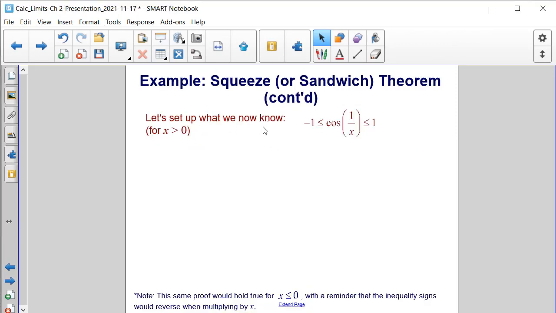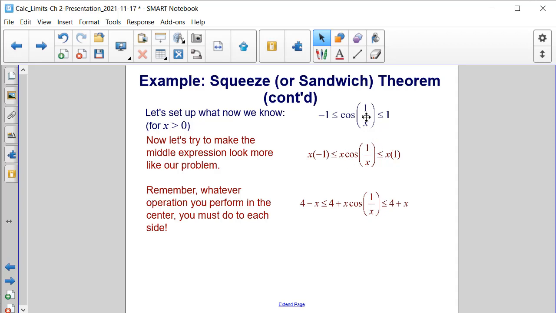Now let's set up what we know about our cosine of 1 over x function for x values that are greater than 0. We know that cosine of 1 over x is between -1 and +1. Also a note, the same proof that we're going through right now is also true for x values that are less than or equal to 0, with a remainder that the inequality sign would reverse when multiplying by x, and you'll see that on the next slide.